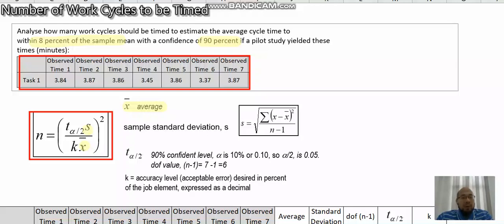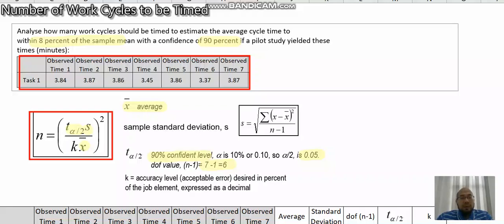And then we have t alpha divided by 2 from the t distribution. We use the 90% confidence level given in the question, which means alpha is 10% or 0.1. So alpha divided by 2 is 0.05. And the degree of freedom is n minus 1. From the example, we have 7 initial observations, so 7 minus 1, the degree of freedom for this example is 6. So we'll use this 0.05 value and degree of freedom 6 to refer to the t distribution table.